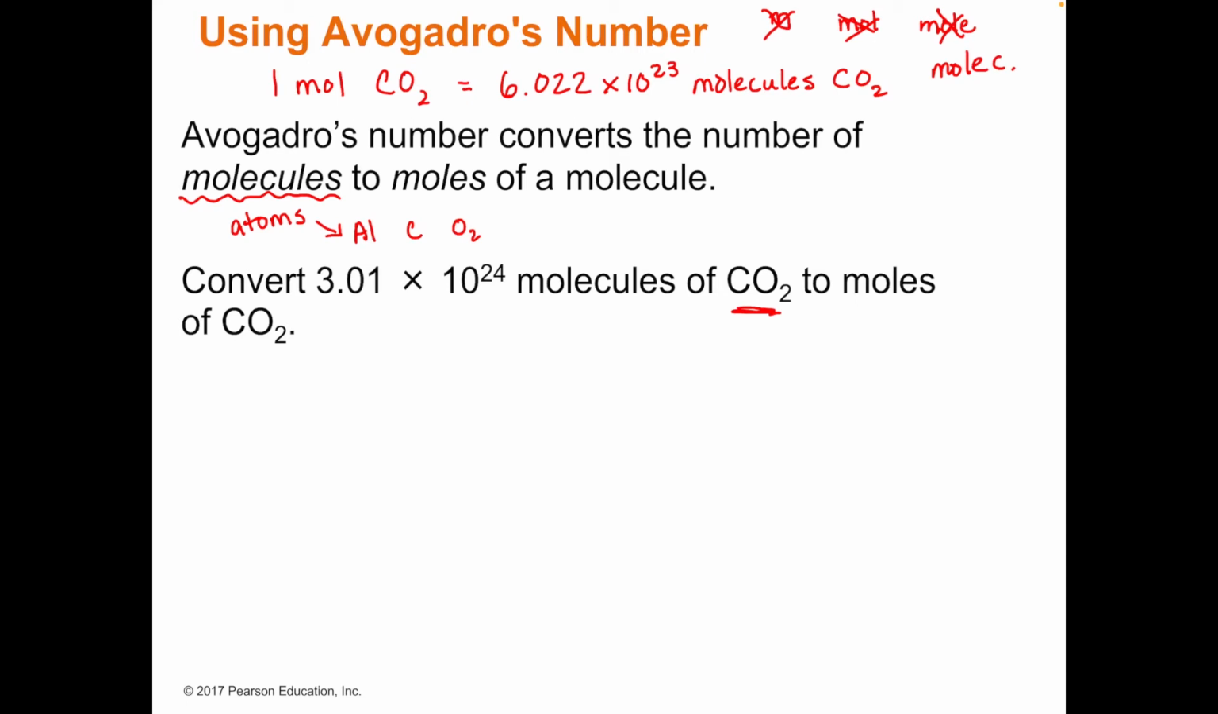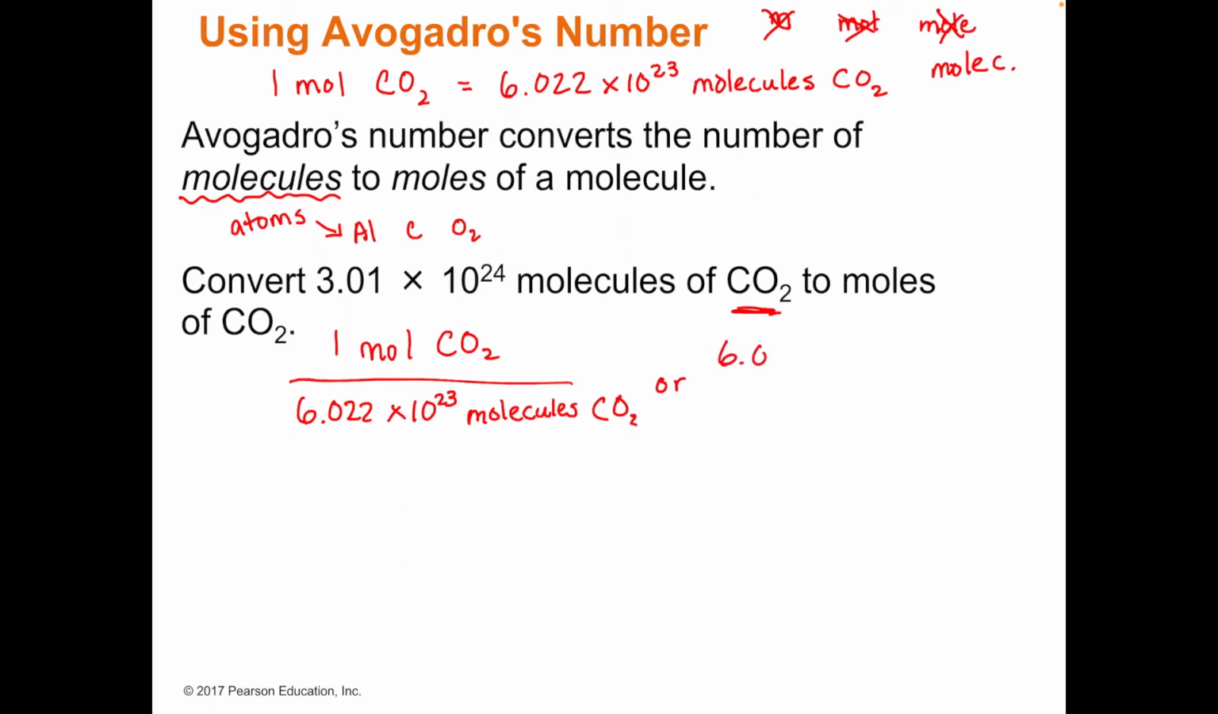So from this, we can actually write two different conversion factors, right? One of them will be 1 mole of carbon dioxide over 6.022 times 10 to the 23rd molecules of carbon dioxide. Or we can write 6.022 times 10 to the 23rd molecules of carbon dioxide over 1 mole of carbon dioxide. So it'll be dependent on which one we need to use and how we need to cancel our units.